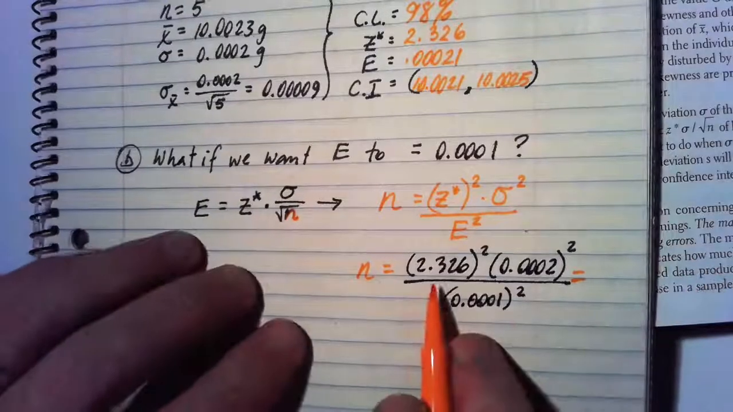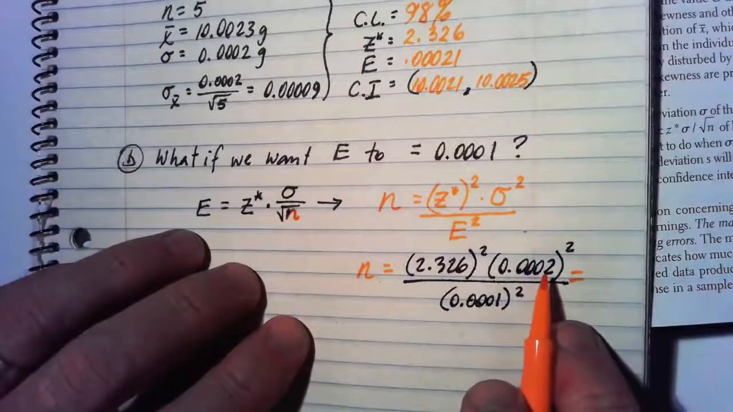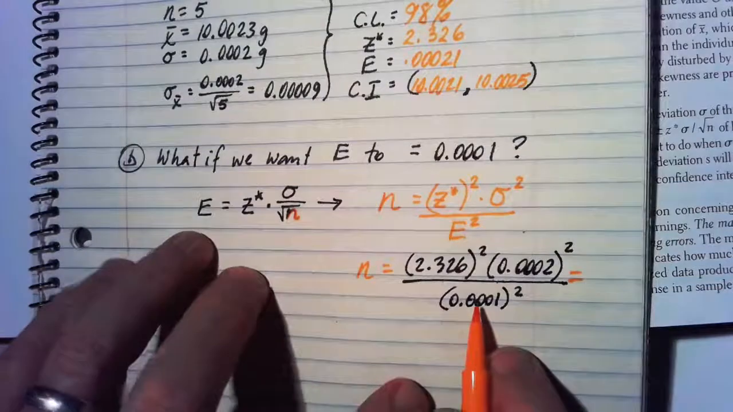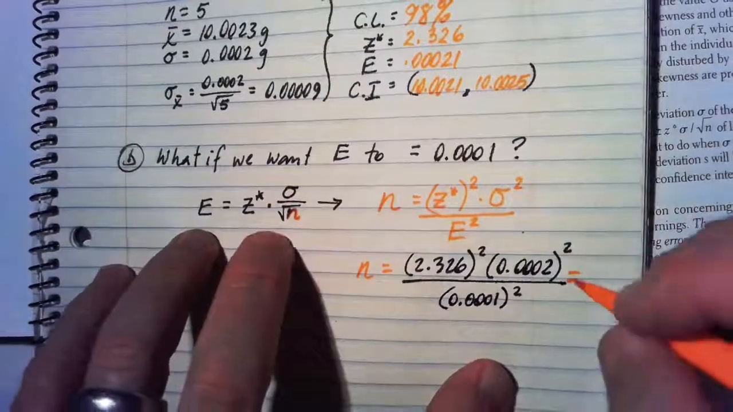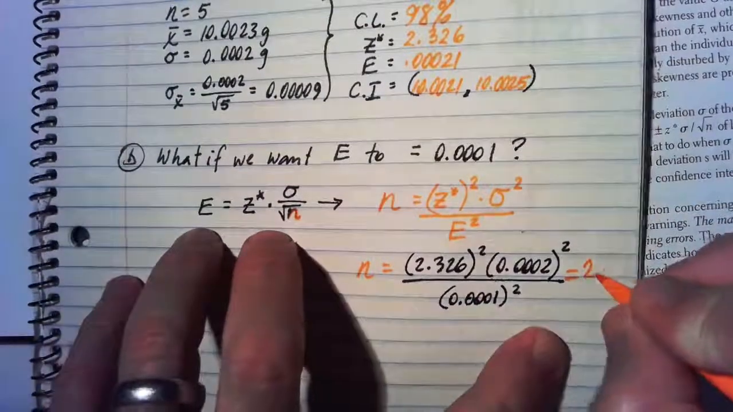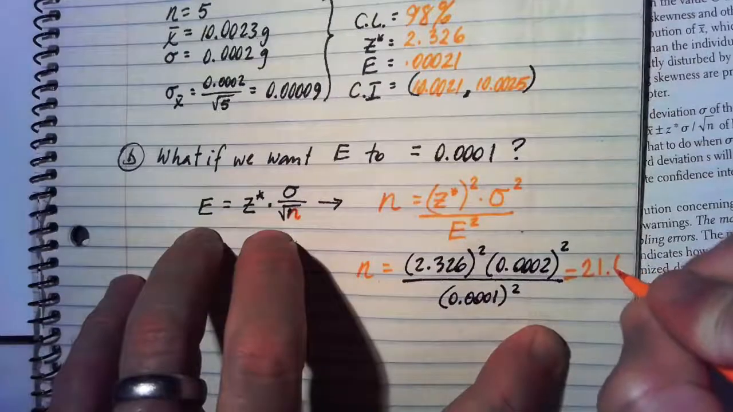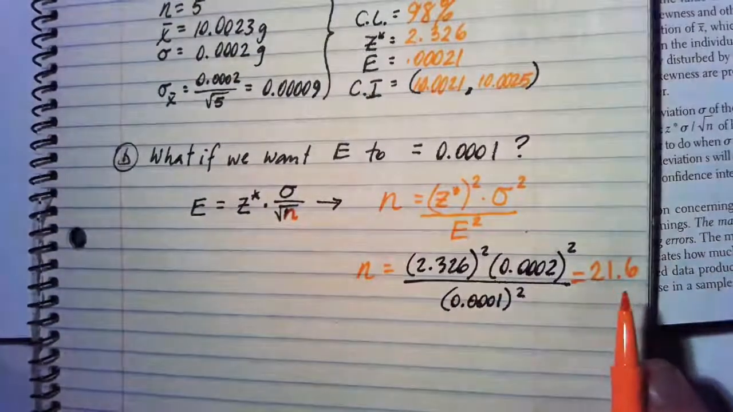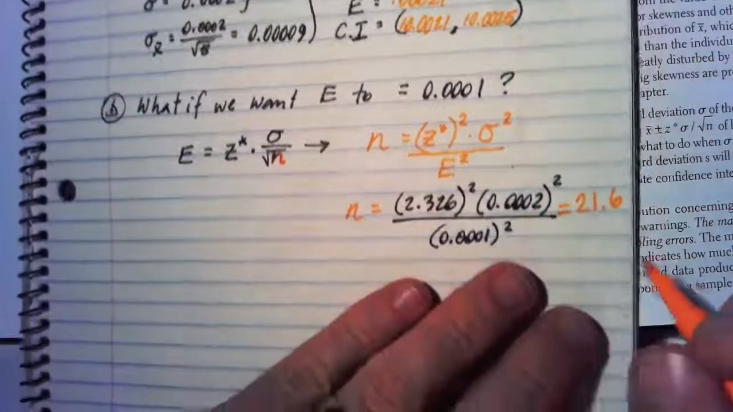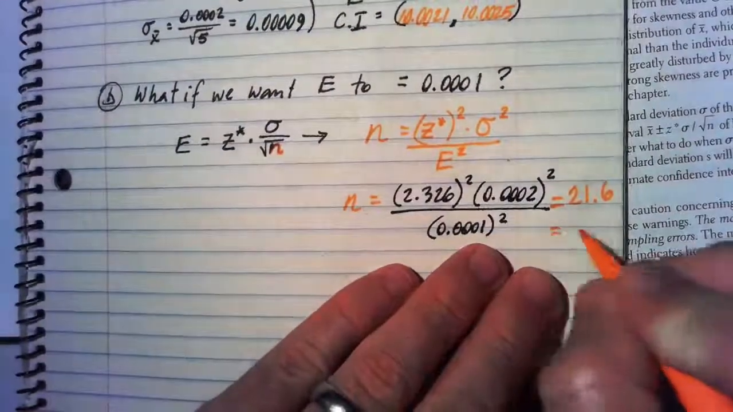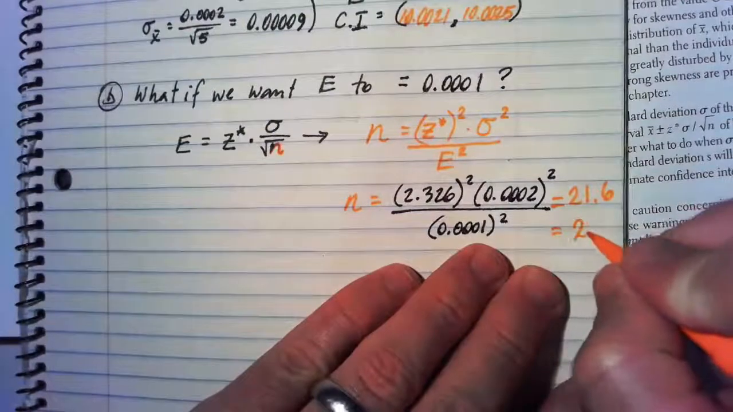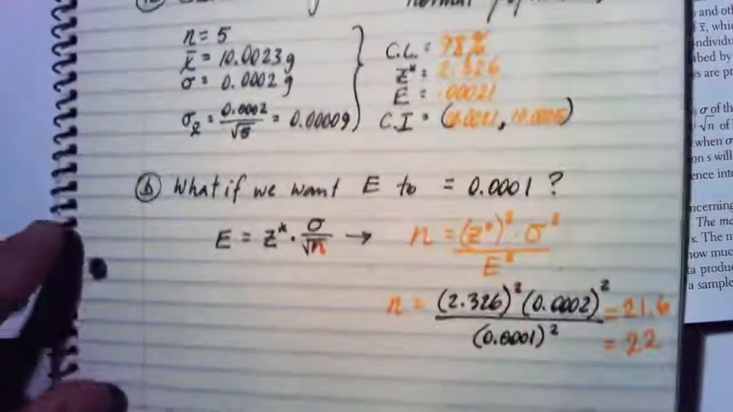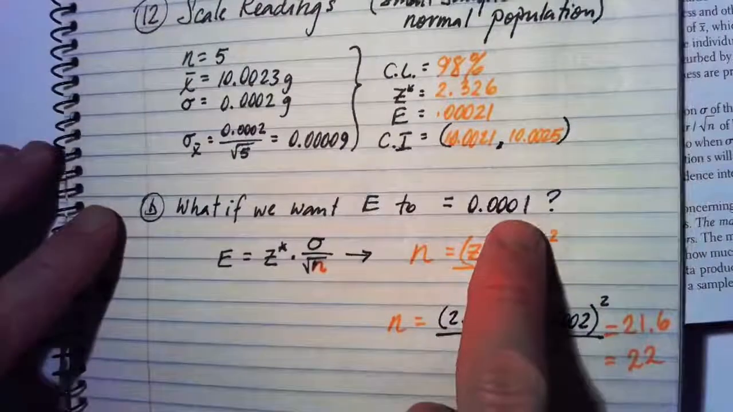So I've plugged in the critical value, the sigma, and the margin of error. And this all comes out to, believe it or not, 21.6. And we're talking about the number of times. This is a discrete number, so we need to round this up to 22. But our sample size of 22 then would give us this desired margin of error.